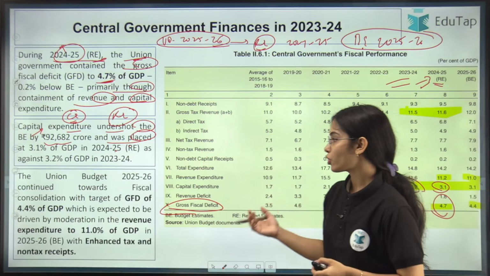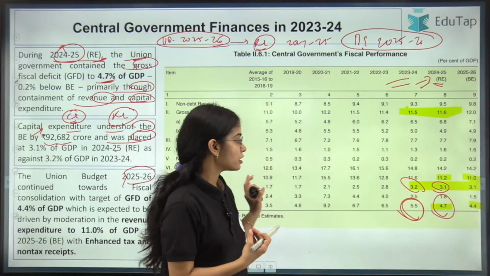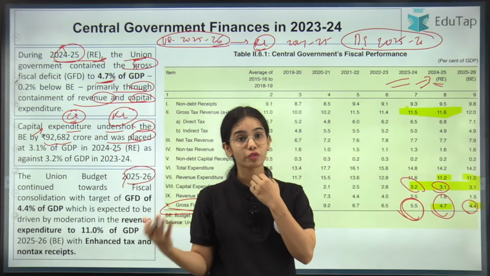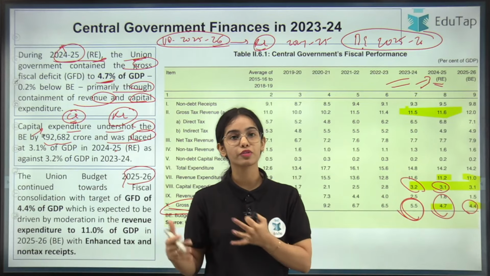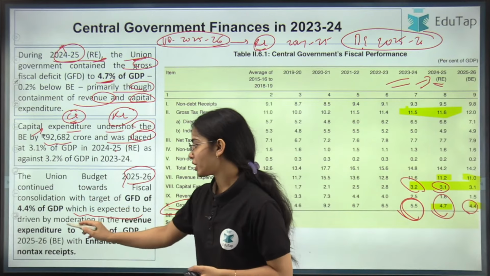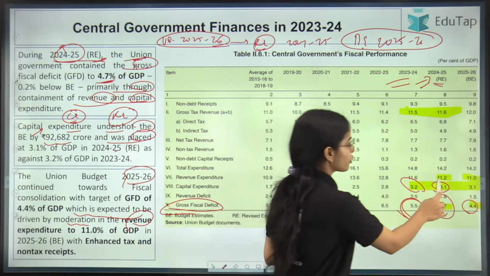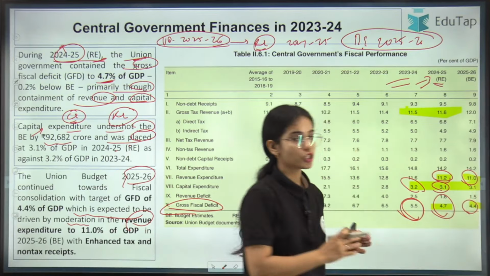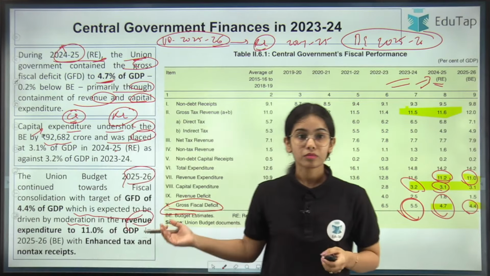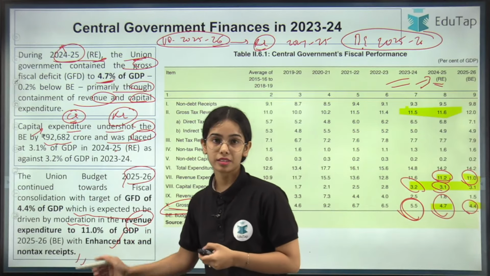The union budget for 2025-26, the budget estimates that were released, stated that the fiscal deficit will be reduced to 4.4% of the GDP. So that is good news that the fiscal deficit is going to decrease further. This is expected to be driven by moderation in the revenue expenditure, by decreasing the revenue expenditure from 11.2% to 11%. So revenue expenditure is going to reduce further, and the focus will also be given to enhancing the tax and non-tax receipts.